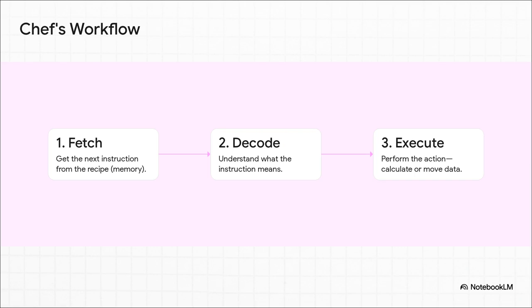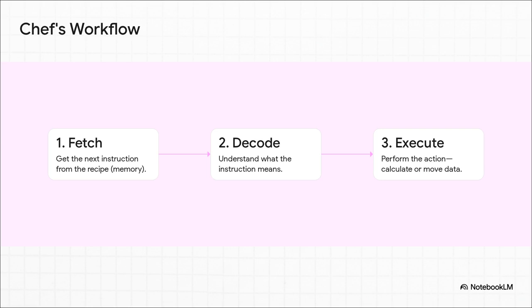Step 1, the chef has to fetch the next line from the recipe book. Step 2, they have to decode it. Figure out what mince finely or sauté actually means in practice. And step 3, they execute it. They do the thing. They chop the vegetable. They stir the pot. Fetch, decode, execute.